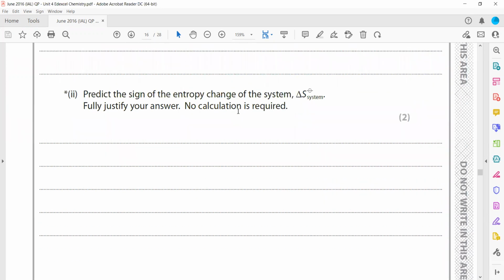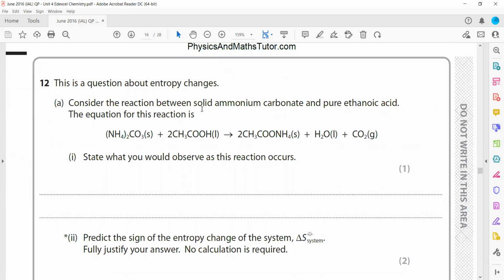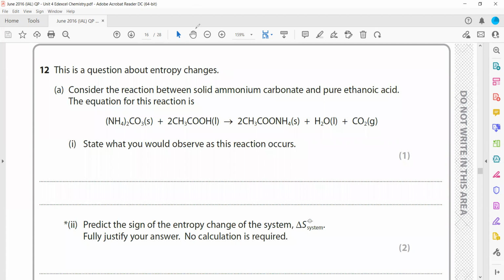Then predict the sign of the entropy change of the system and justify your answer. No calculation. As the number of particles increases, the entropy increases. And as the state changes, for example solid to liquid or liquid to gas, entropy also increases.